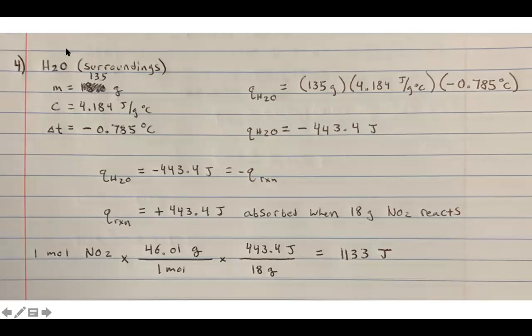So before getting ahead of myself, let's look at water. Okay, so water, again, in a coffee cup calorimeter is going to be considered your surroundings. Okay, and so the mass of water was 135 grams, right? Because we had 135 milliliters, and using the density of water, we can convert it to grams. C, our specific heat of water, is a value I'm sure you're getting used to, 4.184 joules per gram degrees Celsius. And then our change in temperature was 0.785 degrees Celsius. But notice that it said the temperature lowered. Okay, so the temperature decreased 0.785 degrees Celsius. That means when you do your change in temperature, which is your final temperature minus your initial temperature, right? Because your temperature decreased, that means your final temperature will be less than your initial temperature, which means your change in temperature will be negative anytime you decrease in temperature, right? So it's a negative 0.785 degrees Celsius.